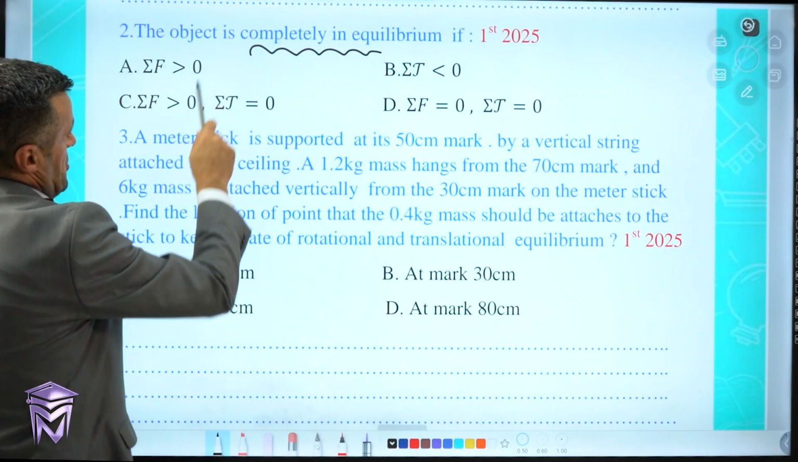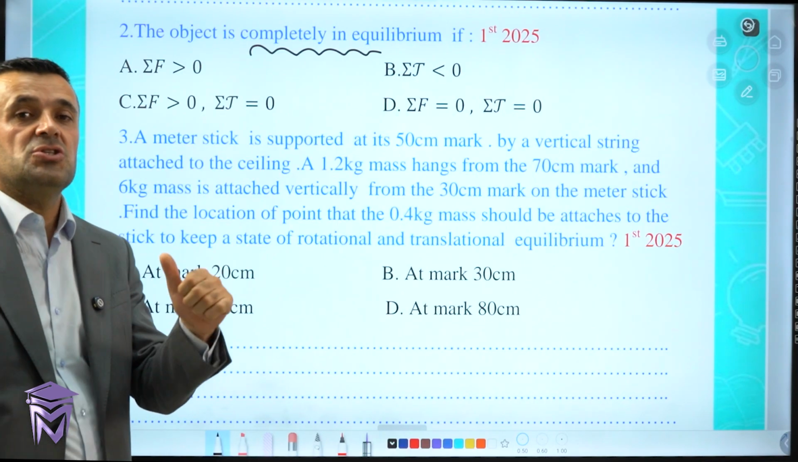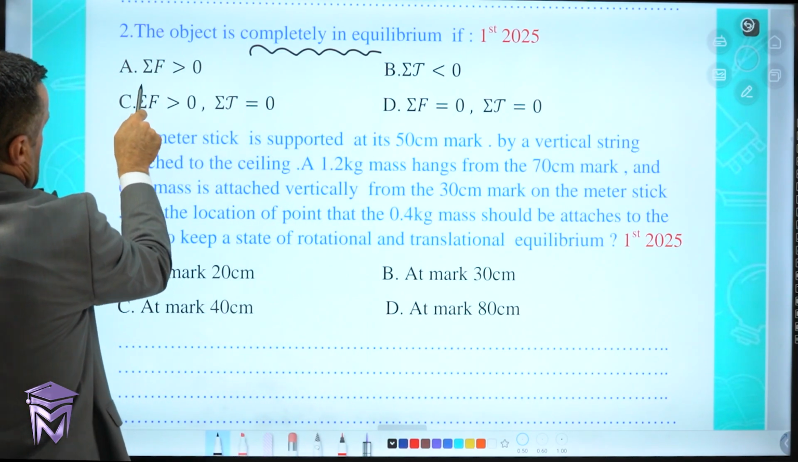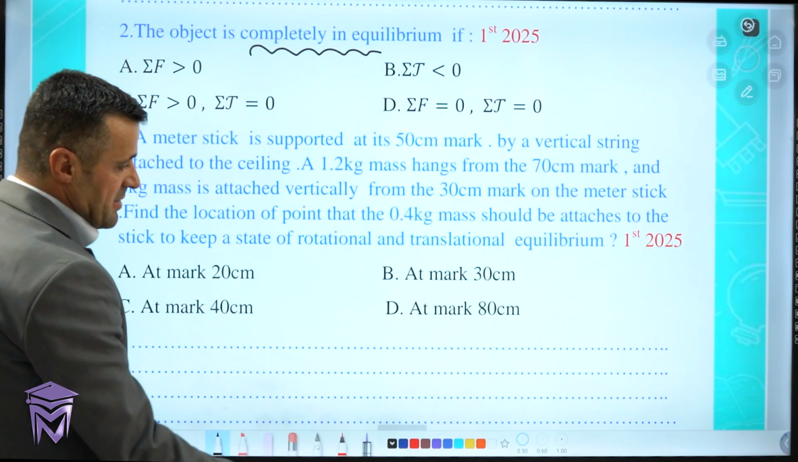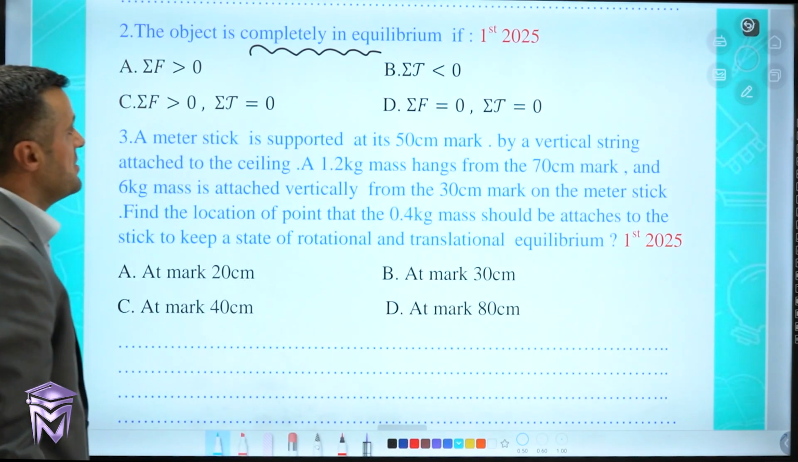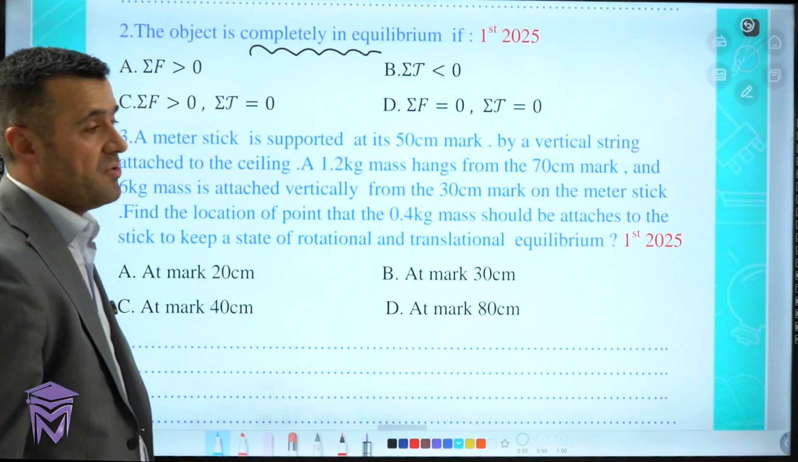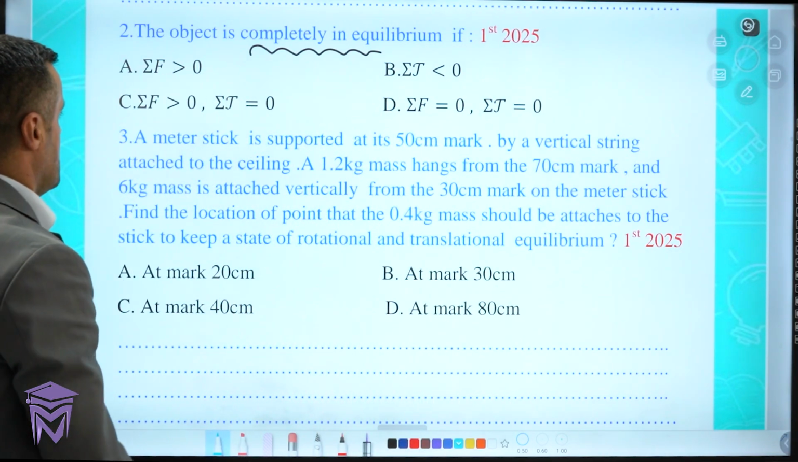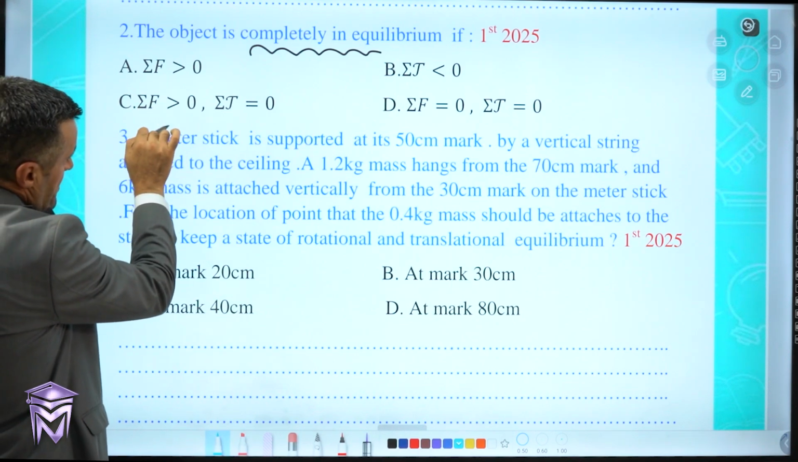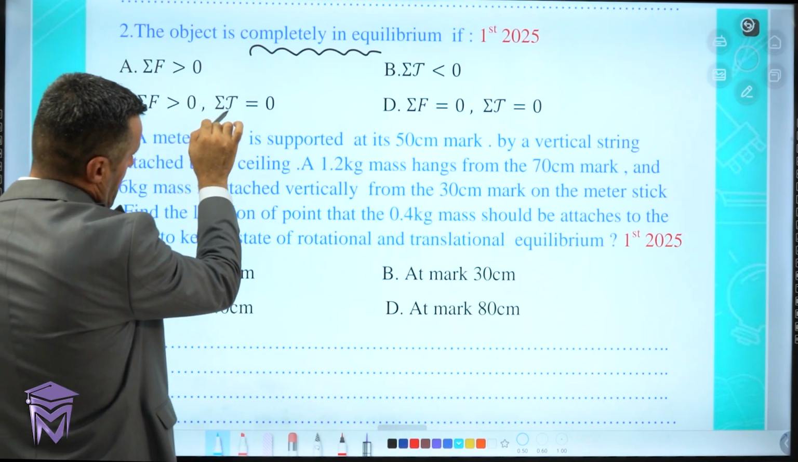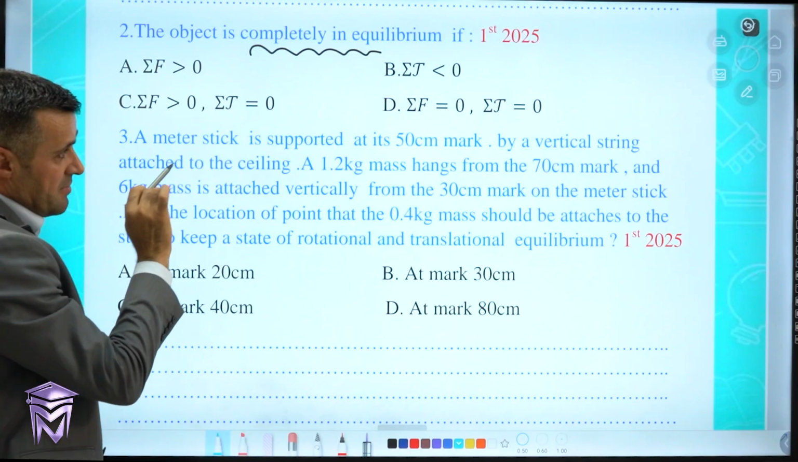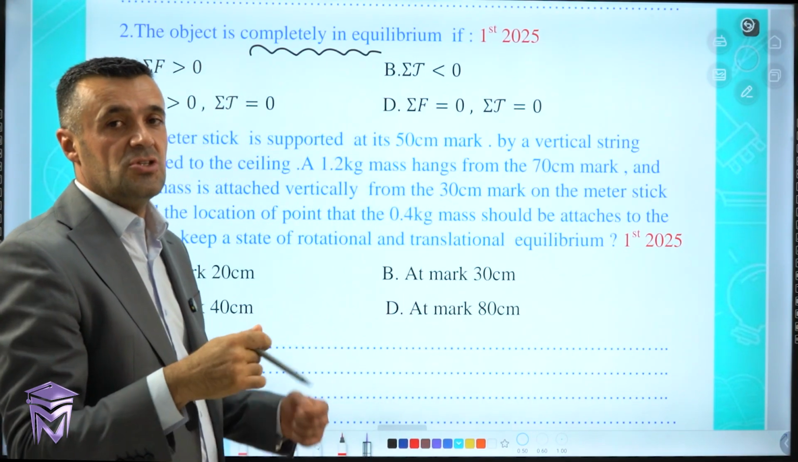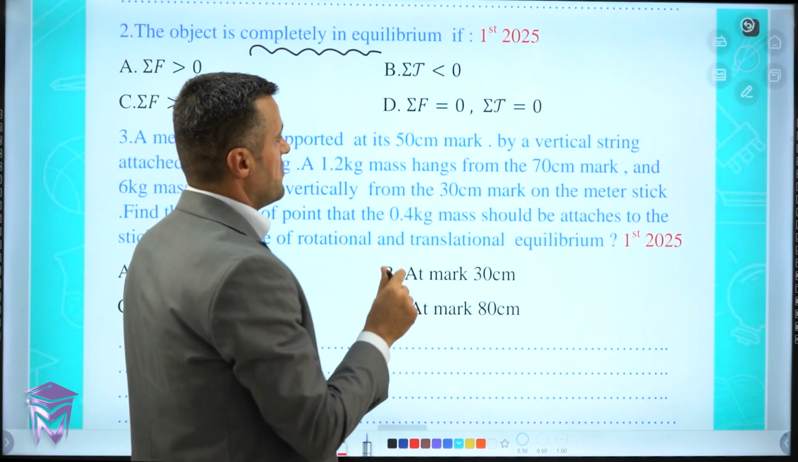But about this question, we have to detect the condition for complete equilibrium. A. Summation of force is larger than 0. It's incorrect. B. Summation of torque is smaller than 0. It's incorrect. C. Summation of F is larger than 0 and summation of torque equals 0. D. Summation of force equals 0 and summation of torque equals 0.